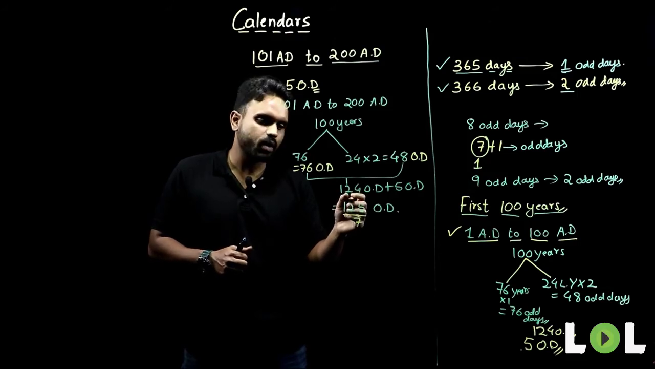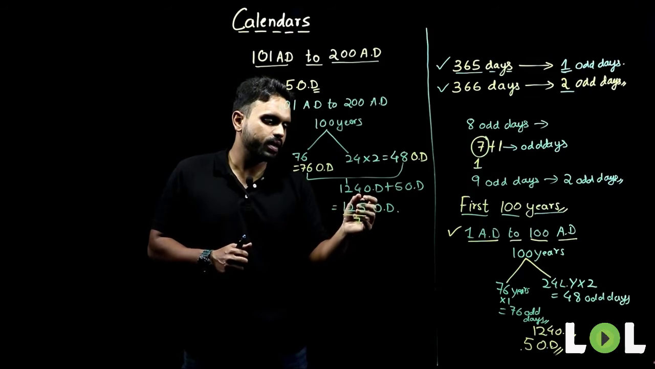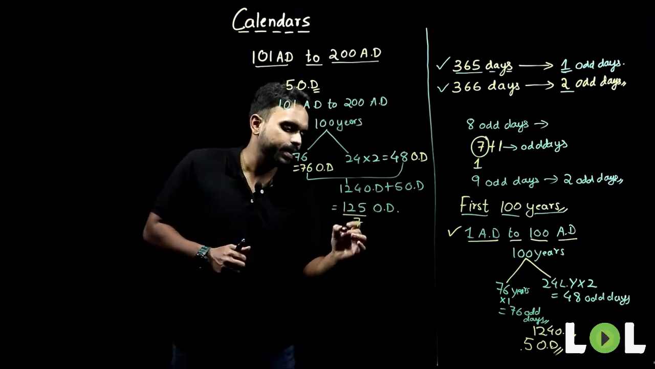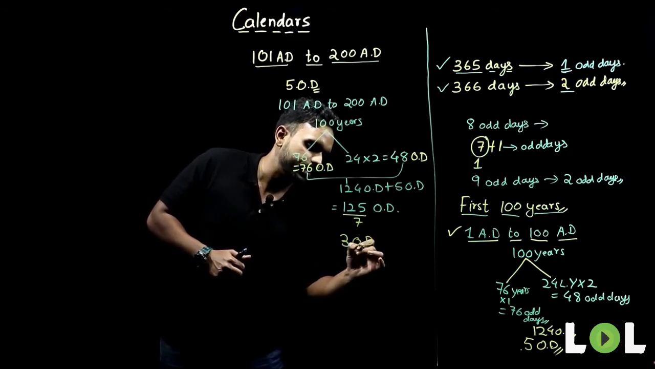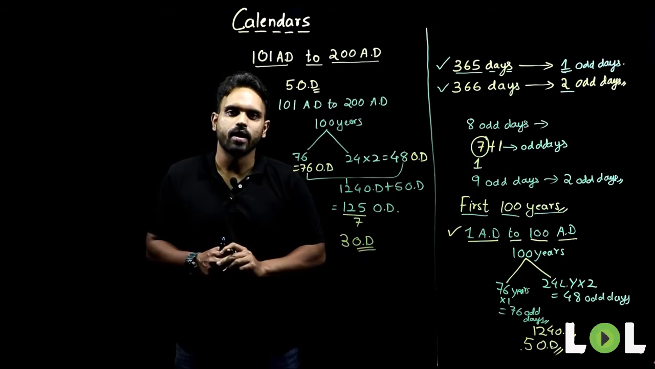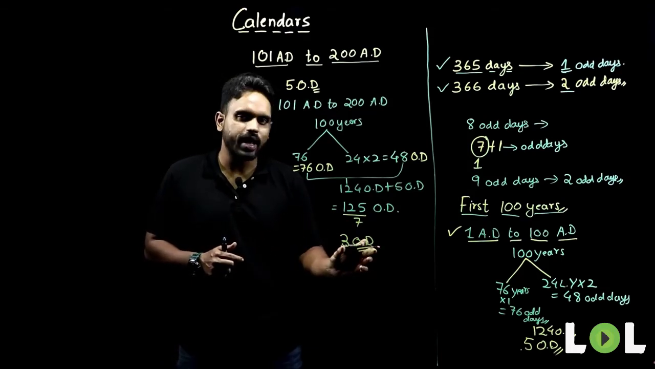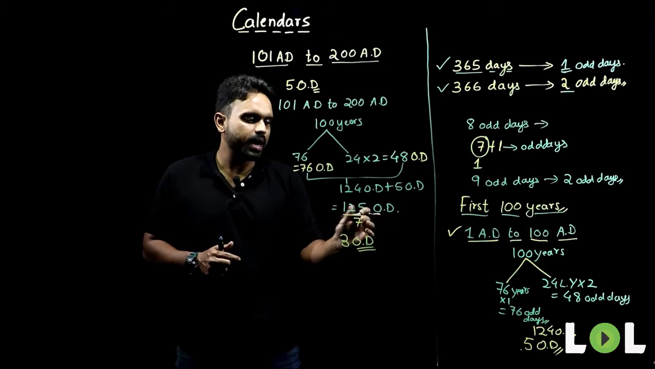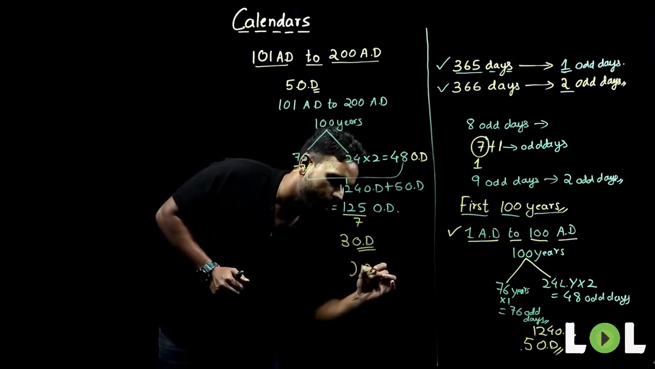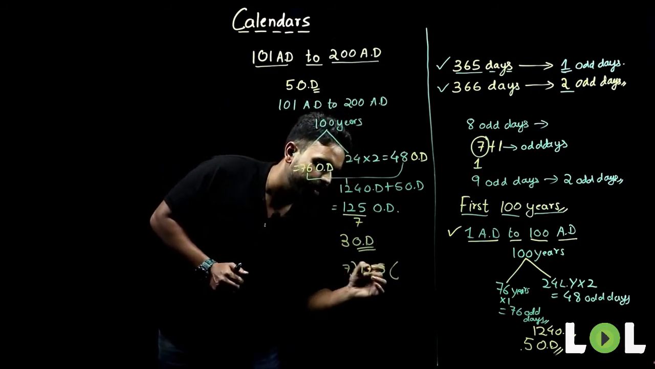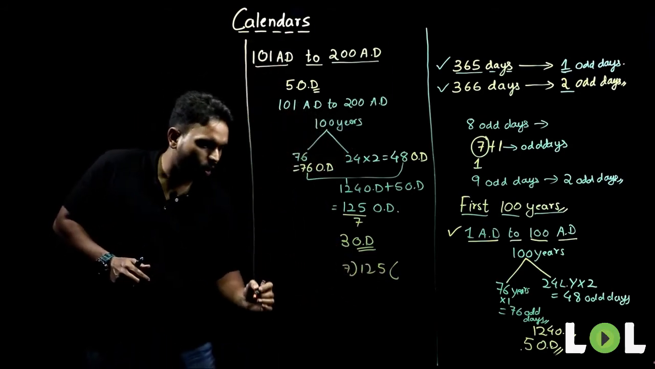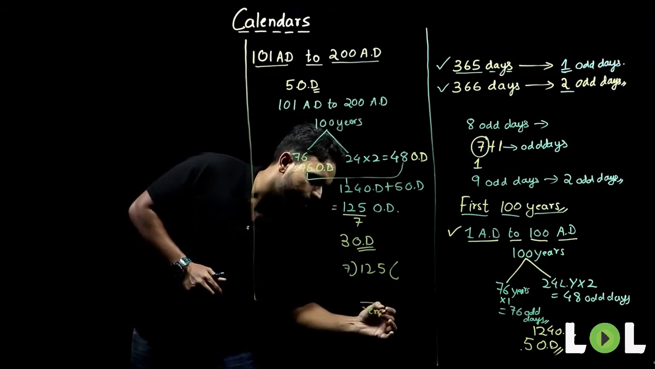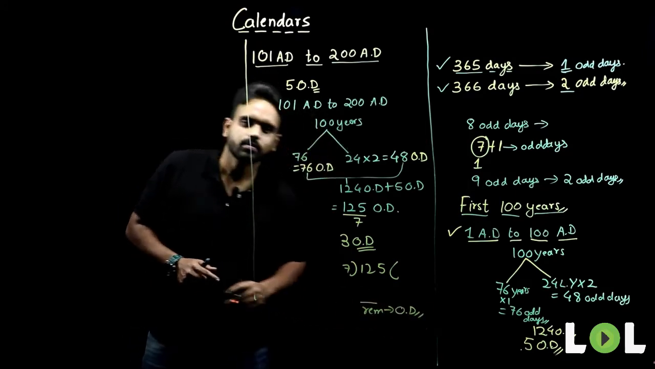7 goes 1 time... 7 times 1 is 7... I'll be remaining with 3 odd days. Now these 3 odd days, how did I get them? Odd days is nothing but the remainder. Yes, it is the remainder. 125 is being divided by 7 and that gives me the answer here. Whatever the remainder will be, that will be my odd days.